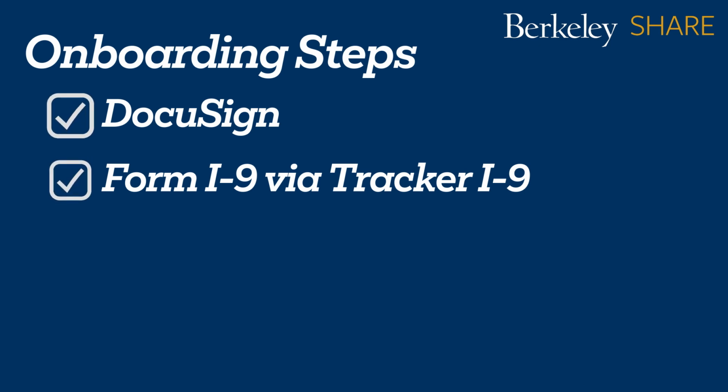You'll continue to receive emails from our team until all onboarding steps have been completed. If you haven't received it already, you'll receive an email with your employee ID number, usually about 5 to 7 business days after completing your onboarding steps. In that email, you'll find a link to the steps you must complete to set up your UC Berkeley accounts.